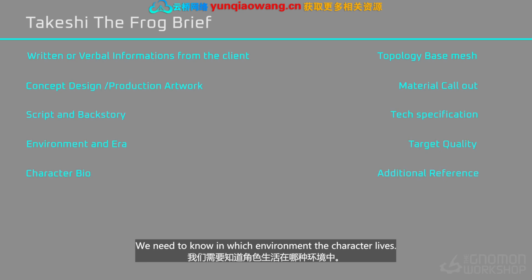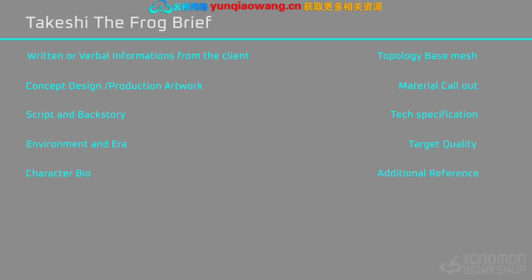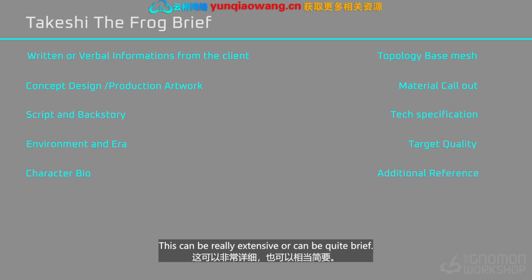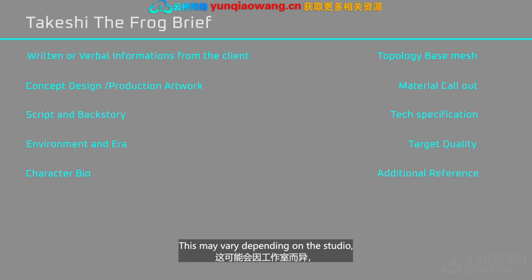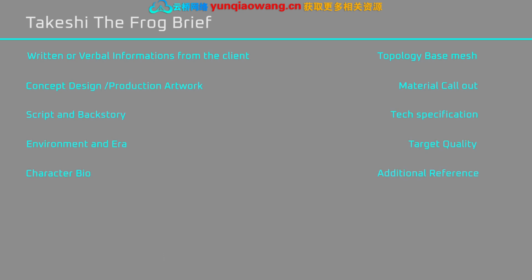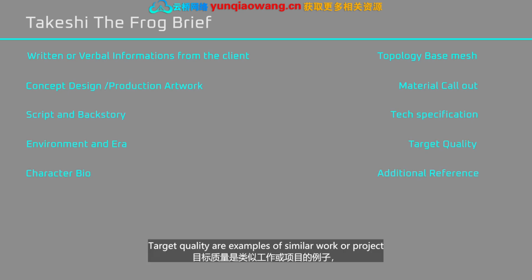We need to know in which environment the character lives. There should also be a character biography and a backstory. This can be really extensive or can be quite brief. There will be technical specifications about how the character needs to be built. This may vary depending on the studio, but typically you will be given a base mesh. There will be material callouts, reference images of the materials which the character or the clothing or the accessories are made of. Target quality are examples of similar work or projects for the standard that we need to reach.